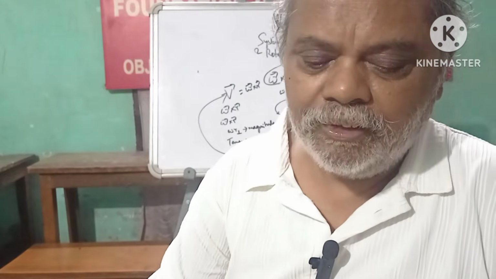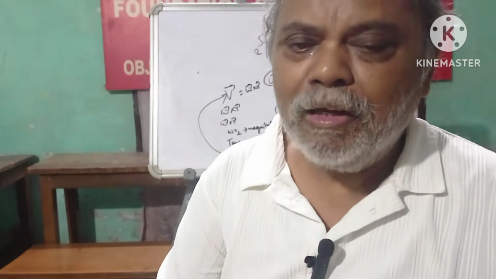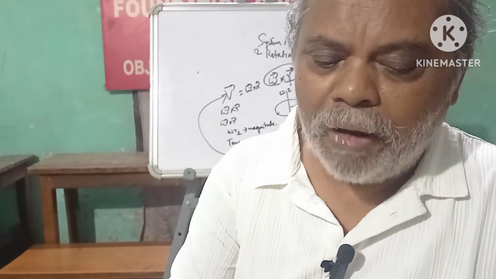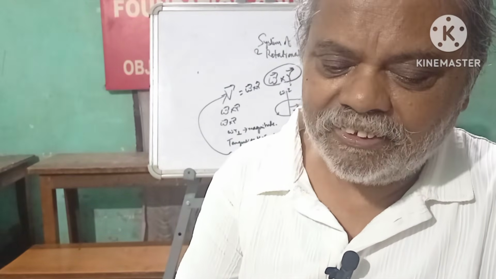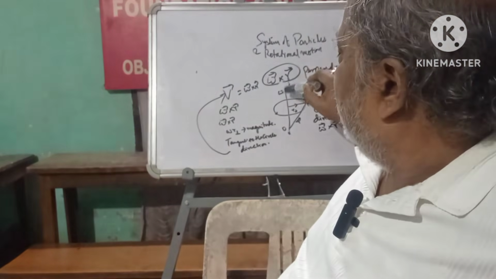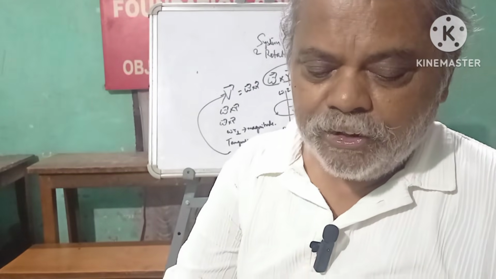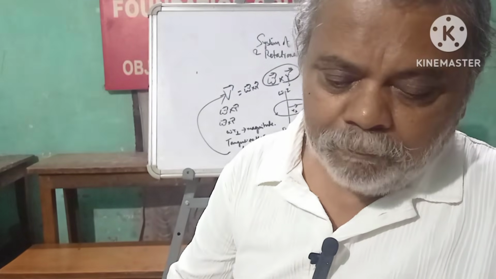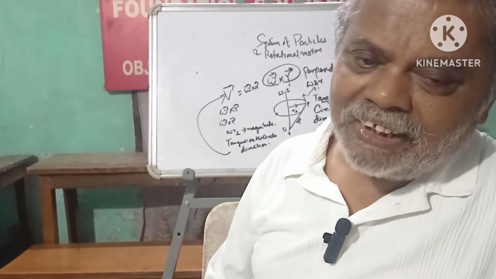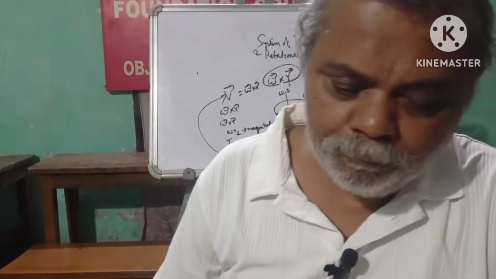So this is an important point. It has been told here in your book. If the particle is along the x-axis, your R will be 0. That means the velocity will be 0. The velocity of the particles on the x-axis is 0.